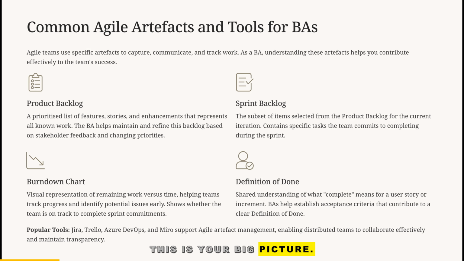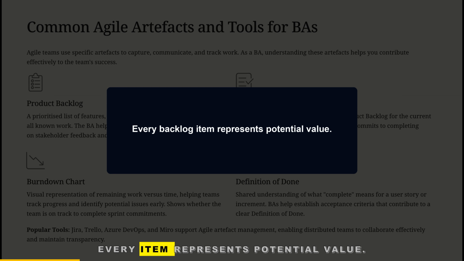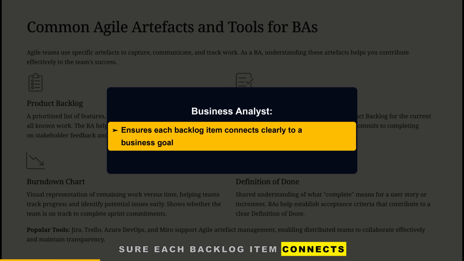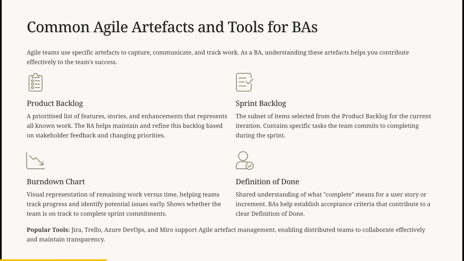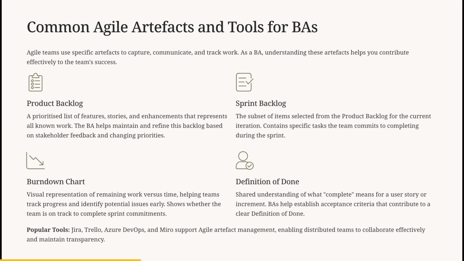This is your big picture. It's not just a list of features, it's the story of what the business wants to achieve. Every item represents potential value. As a BA, your job is to make sure each backlog item connects clearly to a business goal. For example, if your product is a mobile banking app, a backlog item like Enable Biometric Login should directly map to customer convenience and security.